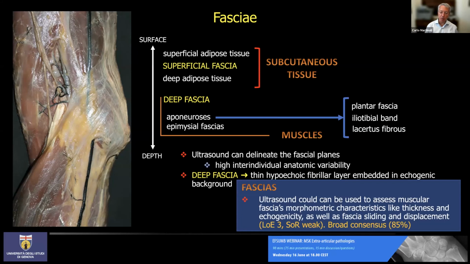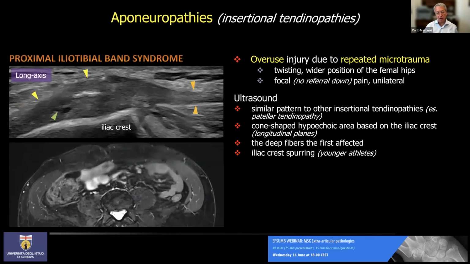Of course, ultrasound could be used to assess muscular fascia morphometric characteristics like thickness and echogenicity, as well as fascial sliding and displacement. But this kind of application seems to be not really reliable. This is because the fascias are very thin, and they require specific technology to avoid including other structures in the measurement. Considering the aponeuropathies, they may resemble insertional tendinopathies.